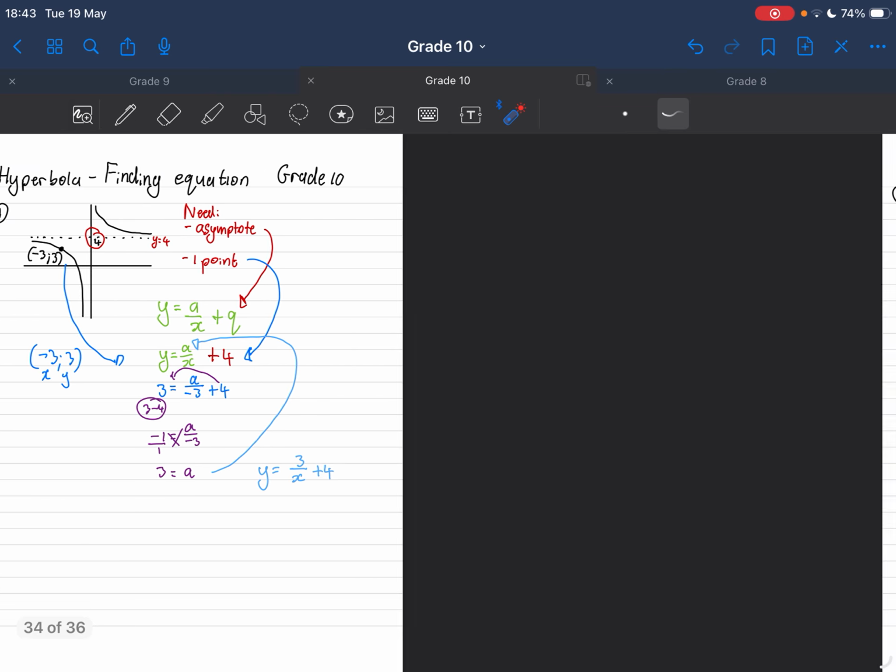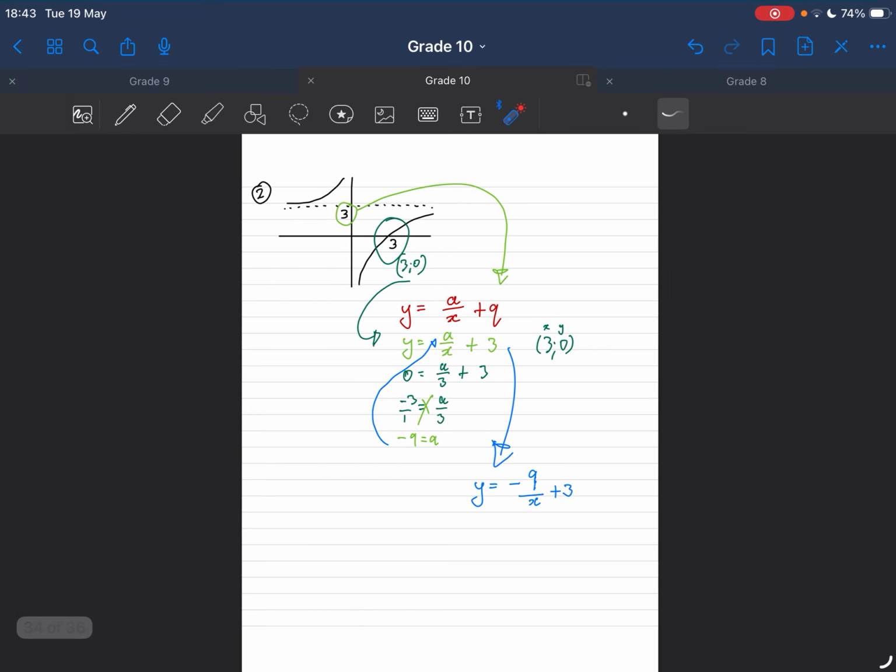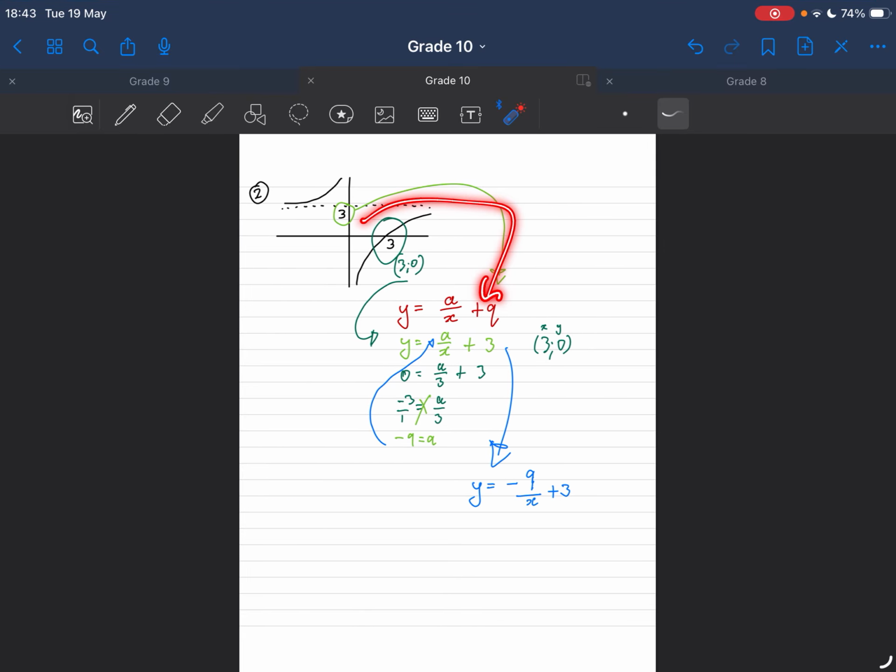So that is correct. So finding the equation is straightforward. You just have to sub in for q, sub in for x and y, and solve for a. Use that a to get your final equation.